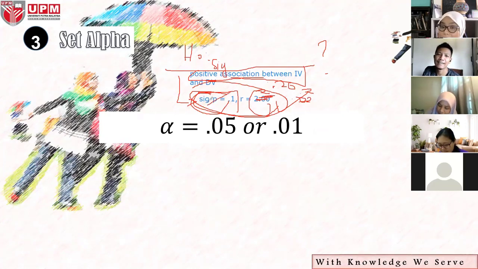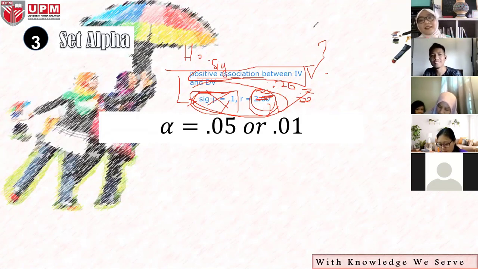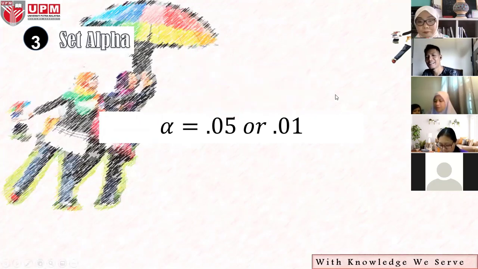Because sometimes the finding is not significant, but there is a relationship. By rule, if you indicate this, then your research hypothesis is correct. Okay? Just to remember this. Okay, so next one.